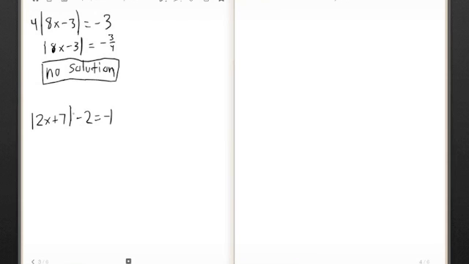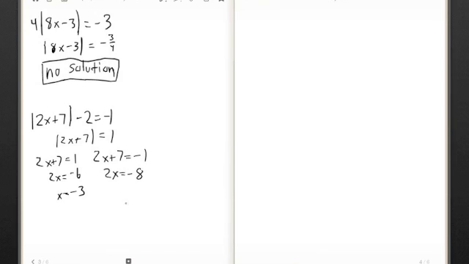So the first thing we have to do is get rid of this minus 2 by moving it to the other side, making it positive. So negative 1 plus 2 equals 1. Now we actually can solve this. 2x plus 7 equals 1, or 2x plus 7 equals negative 1. And we will get x equals negative 3 over there, or x equals negative 4 over here.